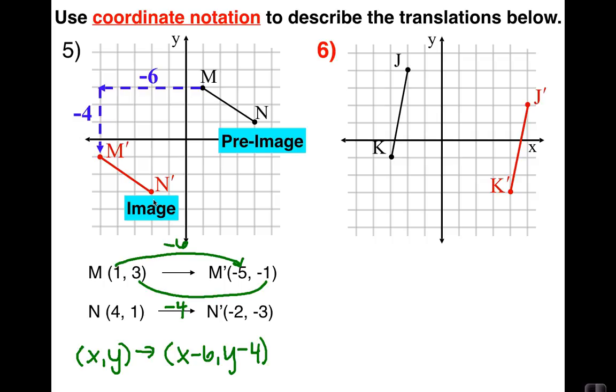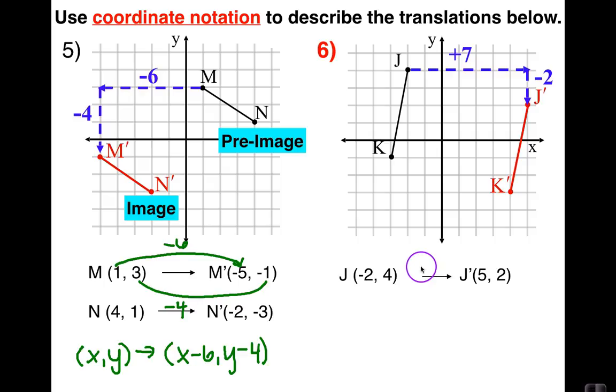Okay, so let's see how well we did. For number 6, hopefully you recognize we want to find the change in x's first, and then we're going to find the change in y from J to J prime. So hopefully you recognize, hey, to get from J to J prime, according to the x-axis, you had to go 7 to the right, and then traveling the y-axis, you're going to have to go down 2, which is -2. So that information is enough for me to write my coordinate rule.